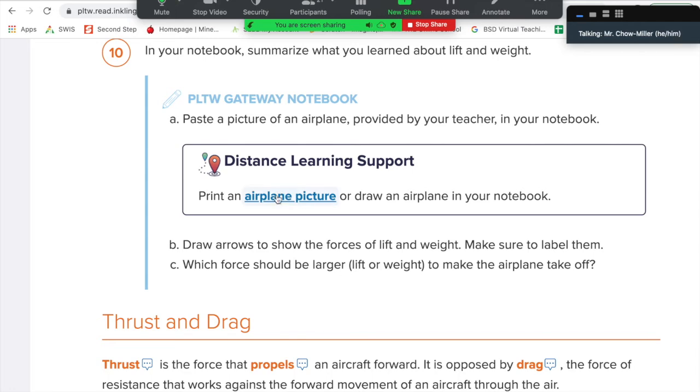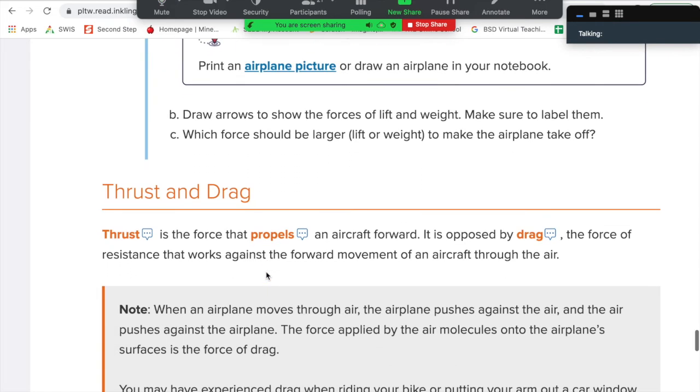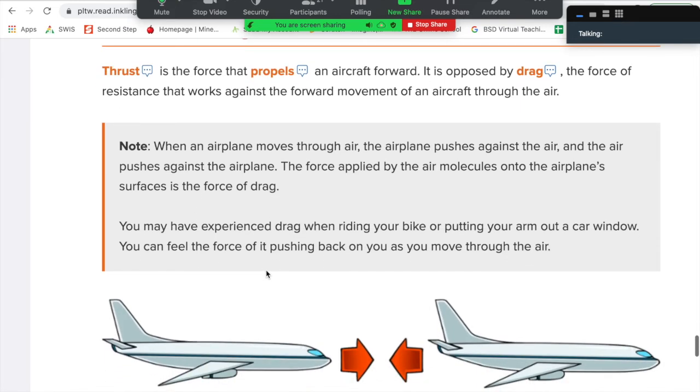Okay, we're not going to do this one. We're going to do it differently. Thrust and drag. Let's see. Addie, could you read the first paragraph that starts with the word thrust, please?